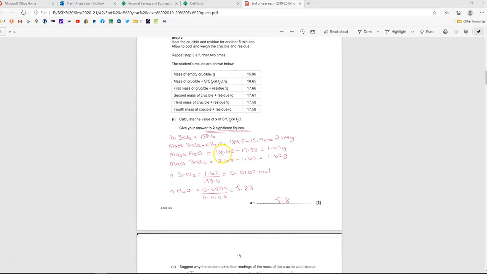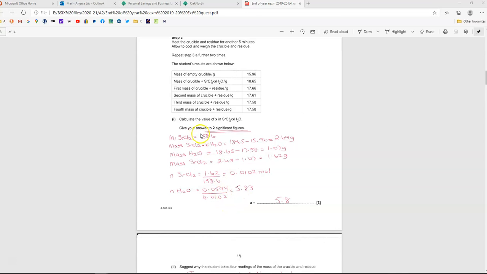You can then work out the mass of the water, because if you take away, you've got your 18.65, which has got your hydrated salt in it, taken away from the final mass. That tells you how much water was there. Hence, you can work out now the mass of the strontium chloride without the water. Yeah, so your 2.69 grams, which you worked out here, take away the water, gives you 1.62 grams, and then you can work out how many moles, and from that you can work out the ratio.